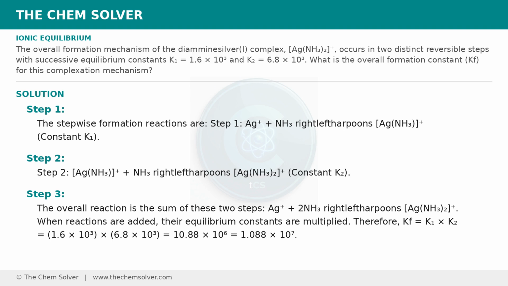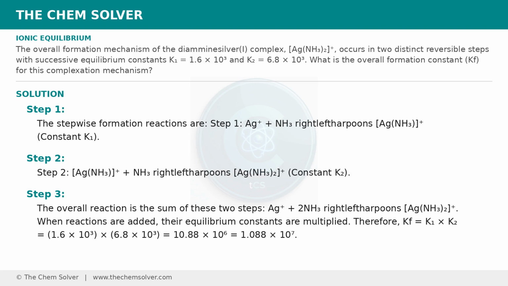The overall reaction is the sum of these two steps: Ag⁺ + 2NH₃ ⇌ Ag(NH₃)₂⁺. When reactions are added, their equilibrium constants are multiplied.